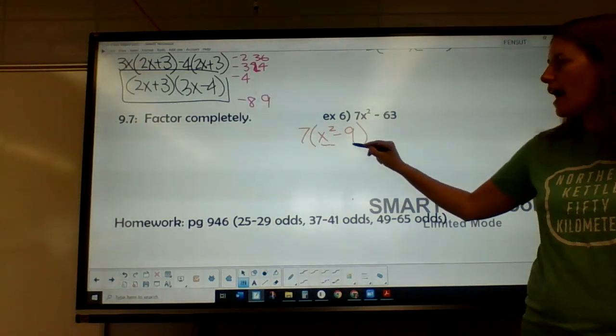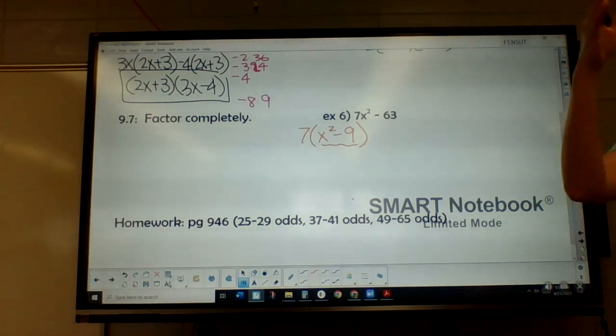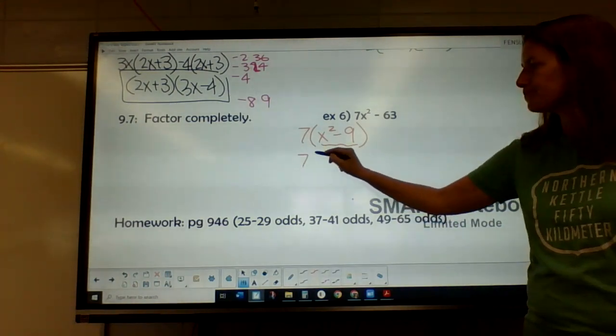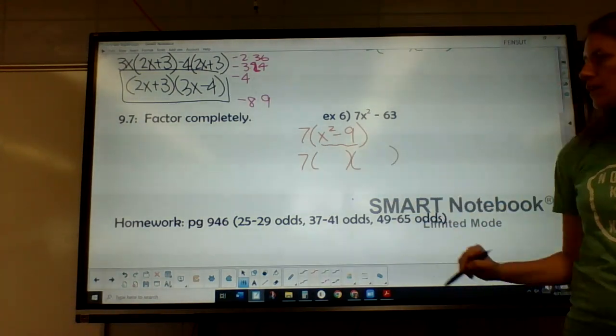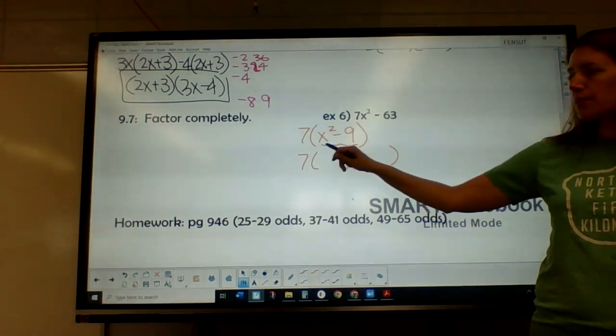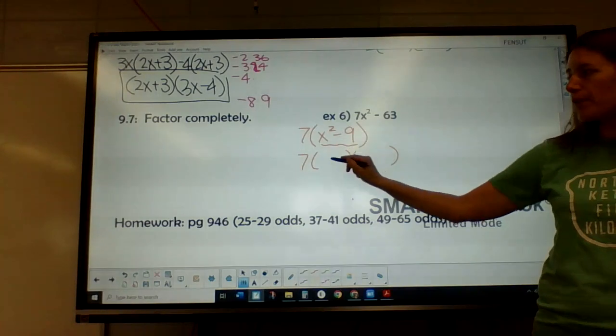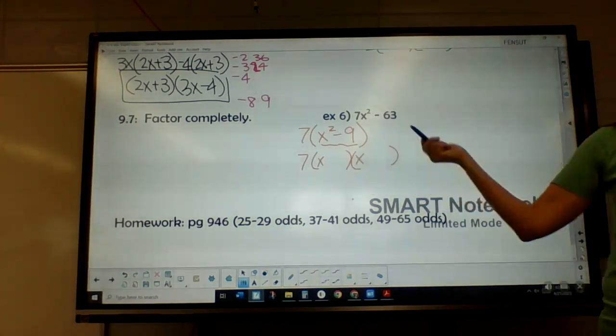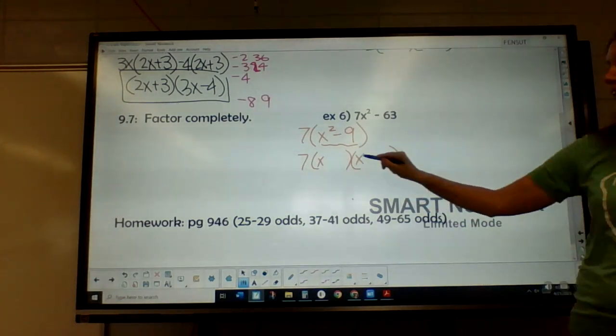So this now is like the first column on our chart. So this is difference of squares. They're subtraction. They're both perfect squares, so it's x and x. Multiply to get 9, get them to cancel. It's 3 and 3.